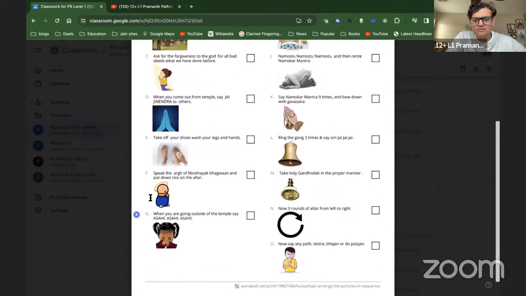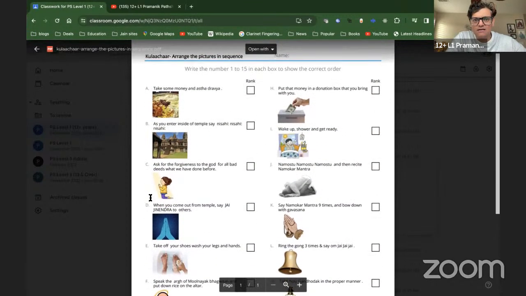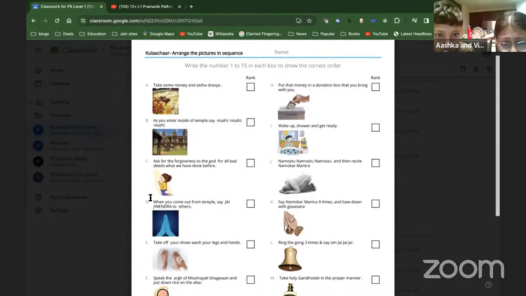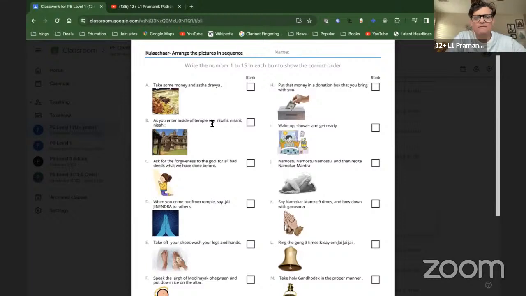Okay, I'll give you a few minutes to read all of them. Okay, go ahead, Ashka. Is it letter B? As you enter inside the temple, say Nissahi, Nissahi, Nissahi. Perfect, right? Nissahi, Nissahi, Nissahi is a reminder to us that I am going to only focus on Bhagwan. I am not going to think or discuss any worldly matters. That's what I am refraining myself from. That's what Nissahi is. Spot on. So B is number one.